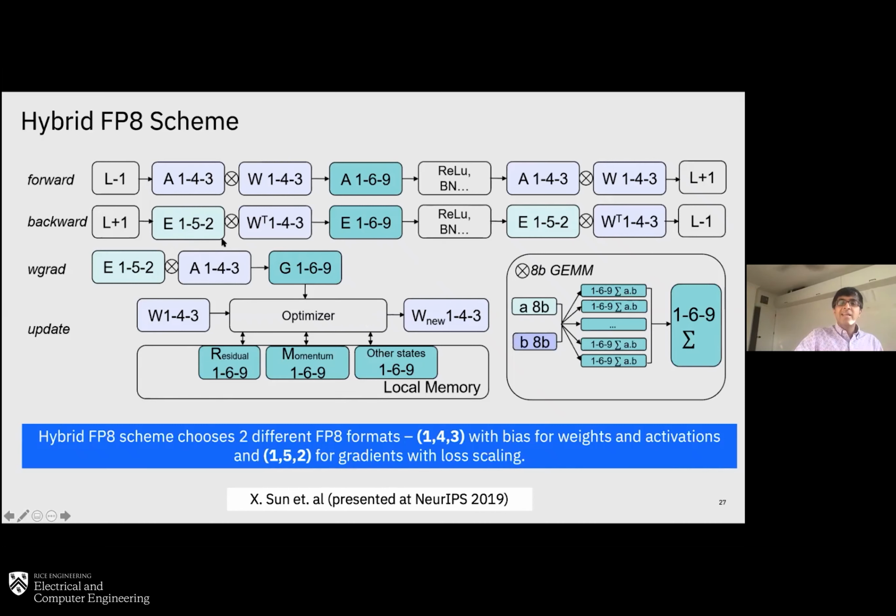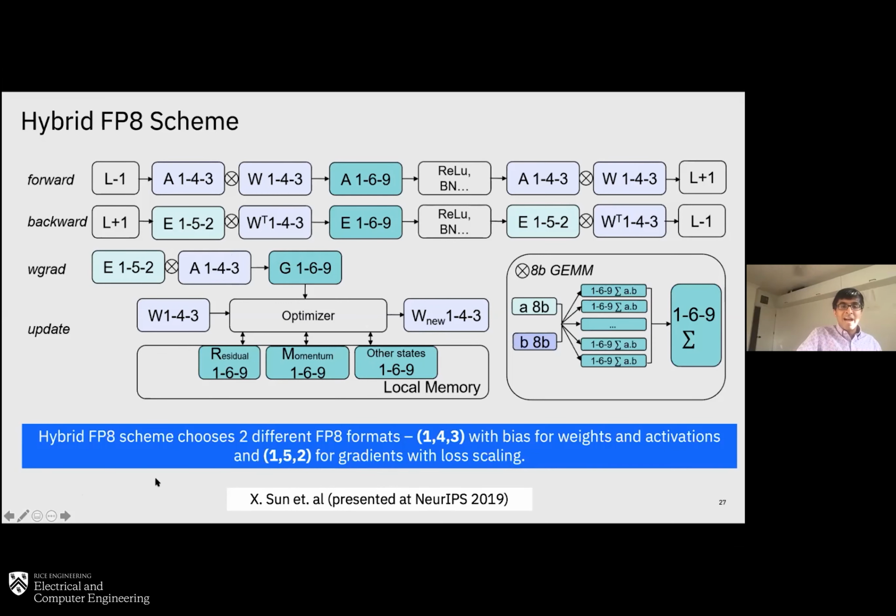The key insight is that in the forward path, for a lot of these networks, especially MobileNets and transformers, the precision matters a lot. So essentially, you need 3 bits of mantissa for the forward path. But for the gradients, you need dynamic range, so you need a wider exponent. So the gradients and the losses are represented in this 1-5-2 format.